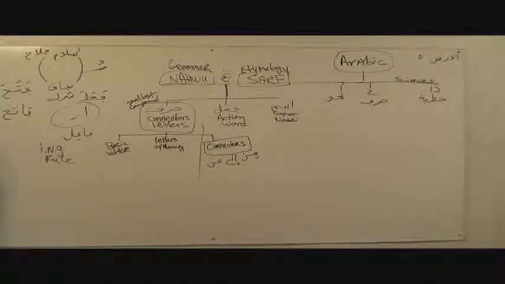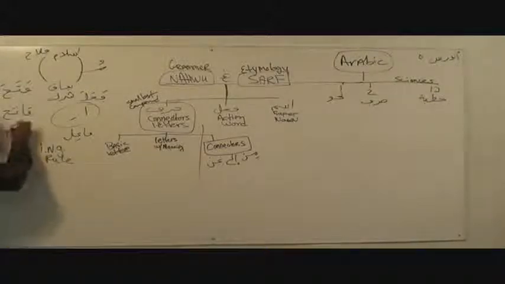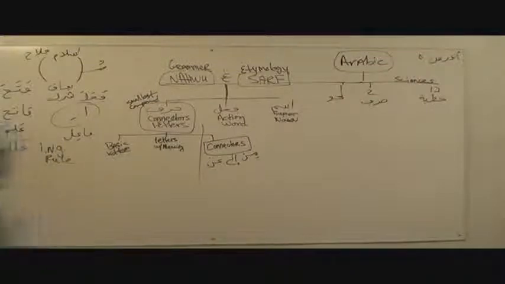So this is the ING rule. It's happening. The one is doing it. Or if we say alama, right? Alima, he knew. But then alim, he's in the case of what? Knowing. That's why he's an alim. Because he's doing it. That's why we call it, he's ing it.